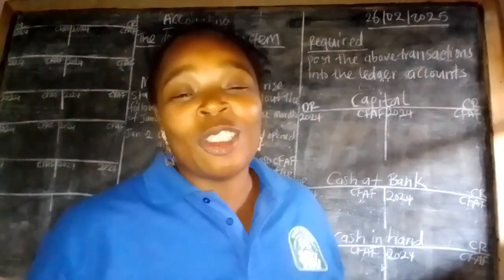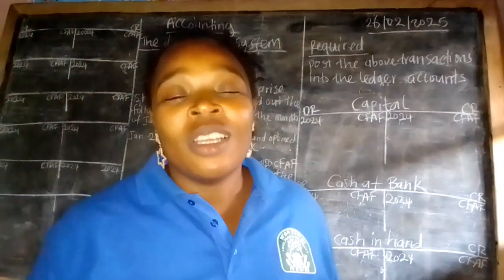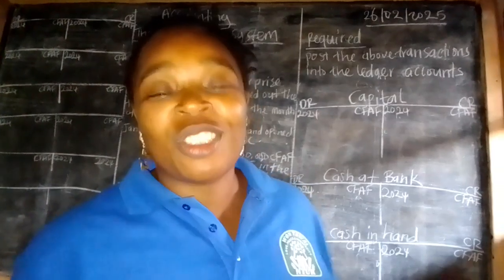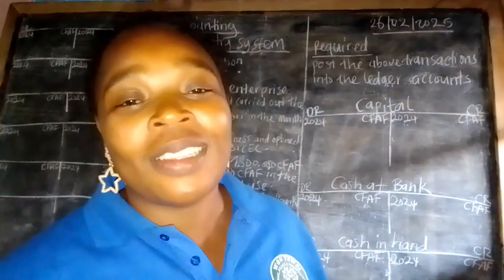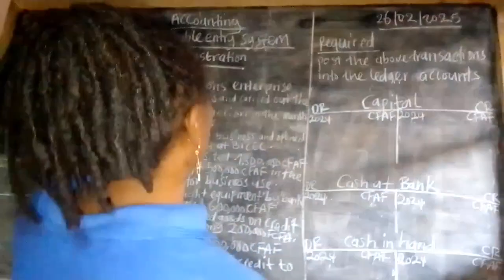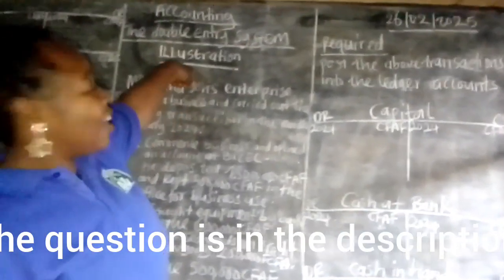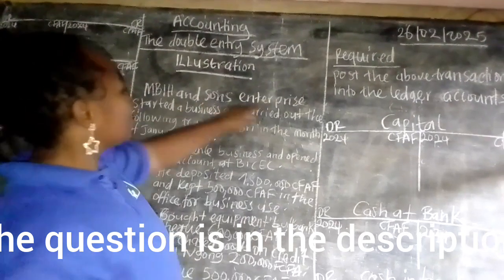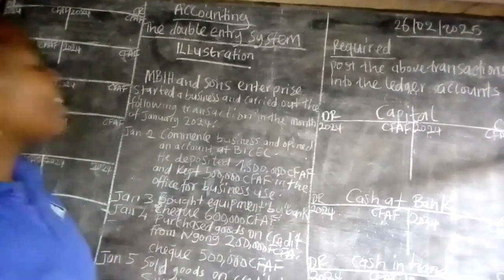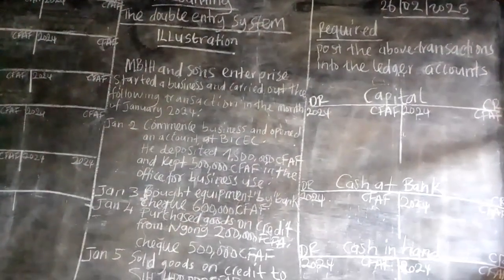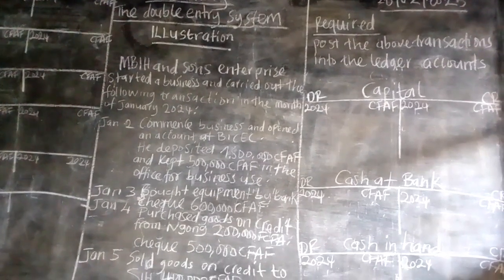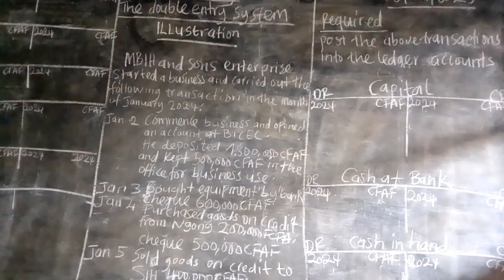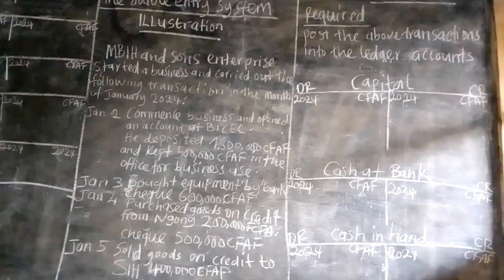In today's video, I'm going to be showing the practical illustration of the double entry system. Like we can see on the board, this is an illustration. We have B and Sons Enterprise started business and carried out the following transactions in the month of January 2024.